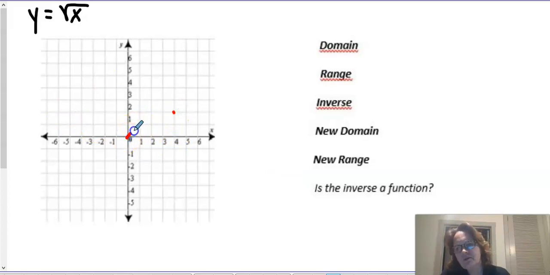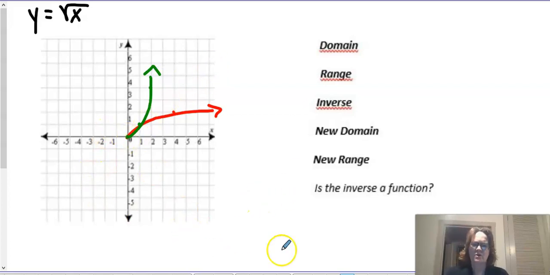So it's here, and it goes that way, and it does stop right there. And then the green one, its inverse, has 0, 0, 1, 1, and 2, 4 in it. So it's kind of like that. And then I'm not going to draw the y equals x. We saw it on Desmos.